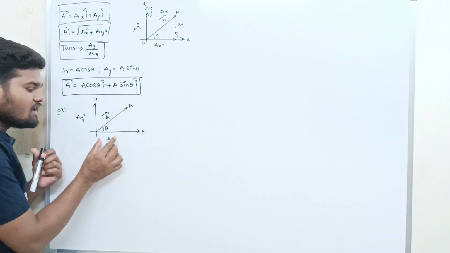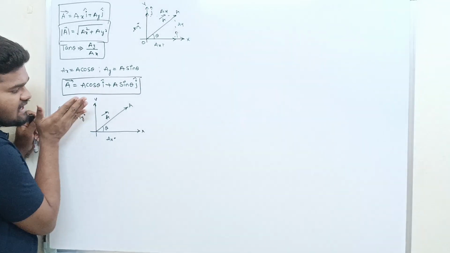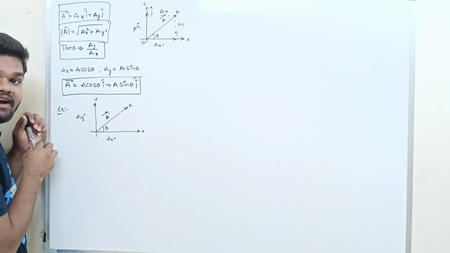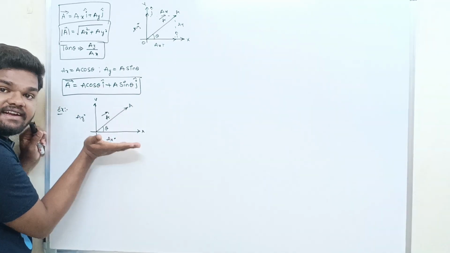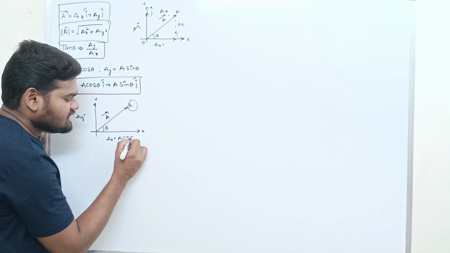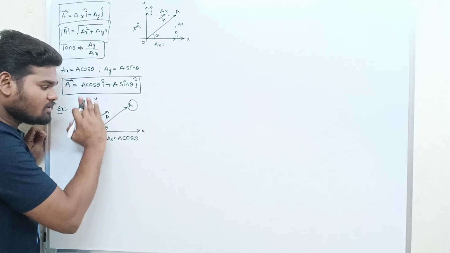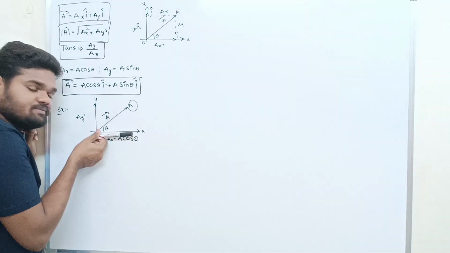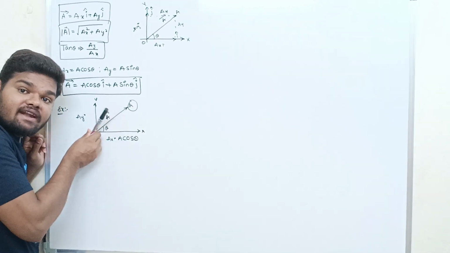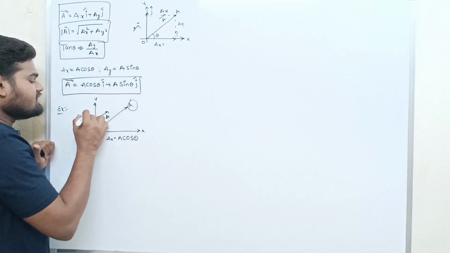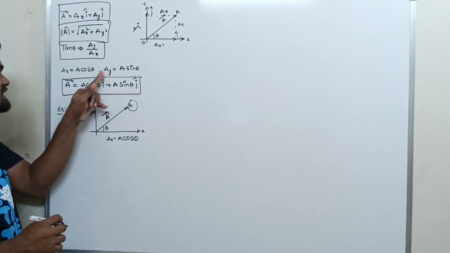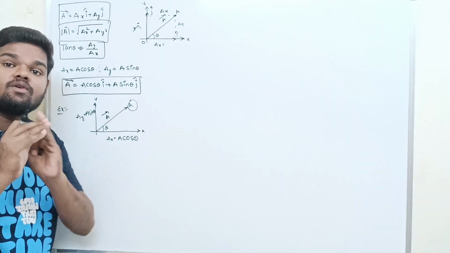Have a look. If you want to find AX, just rotate this vector towards the angle theta, along the theta side. Just write this magnitude into cos theta. Along the theta side, magnitude into cos theta. Now we are here. So what is this? A cos theta. And perpendicular to this, just write this magnitude into sin theta. Have a look. AX is equal to A cos theta, and AY is equal to A sin theta. That's it. No need to do anything.